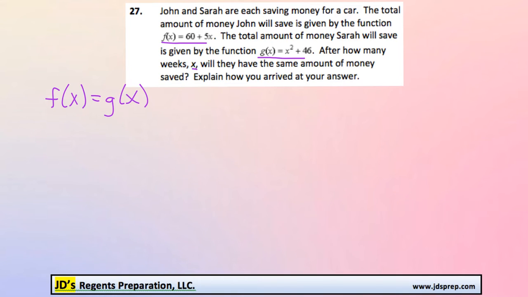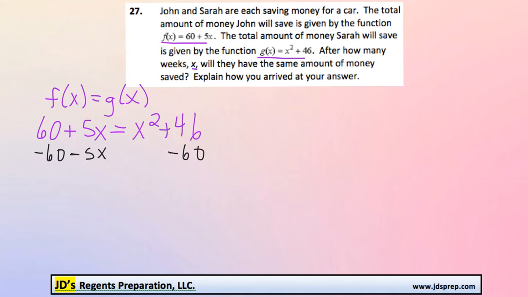And so what we're going to do is write out the two equations to be equal to each other and solve for x. Okay, first thing we want to do is move everything over to the same side. So what I'm going to do is subtract 60 and subtract 5x from both sides of the equation, canceling those out, and we'll get 0 is equal to x squared minus 5x. I'm just going to put that in front. And then 46 minus 60 is negative 14.